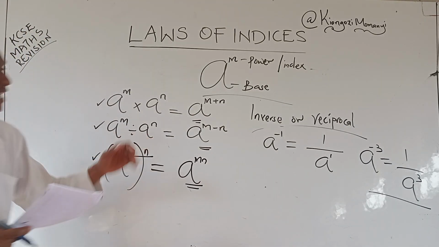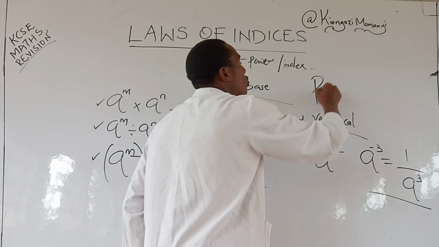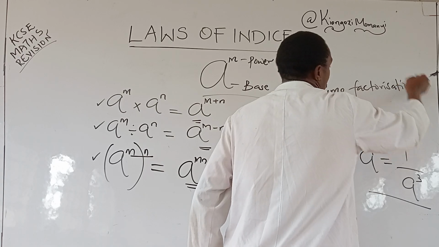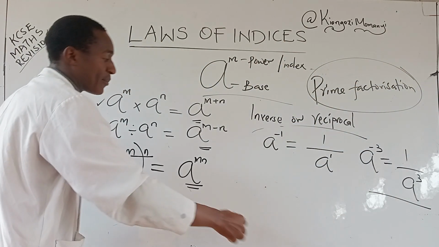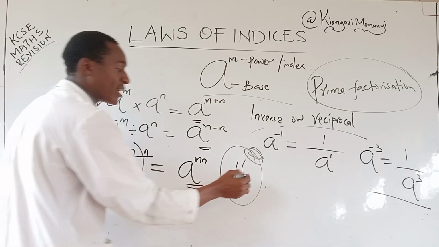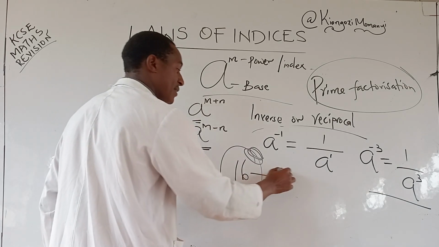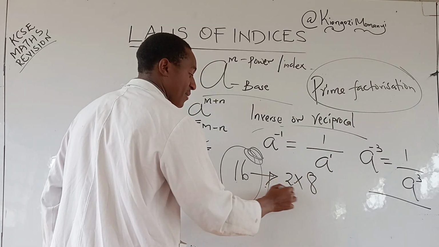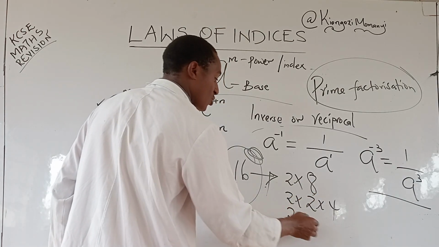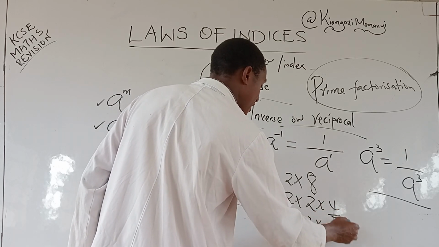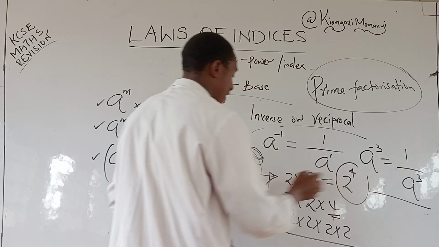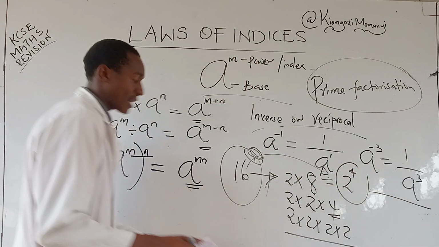But before we go there, I have remembered that there is need to incorporate the prime factorization concept. When you have large numbers, for example 16, you write it in prime form so that you get the prime factors. This can be written as 2 times 8, which is 2 times 2 times 4, which is 2 times 2 times 2 times 2. In other words, 16 is 2 raised to power 4. You have done what we call prime factorization.